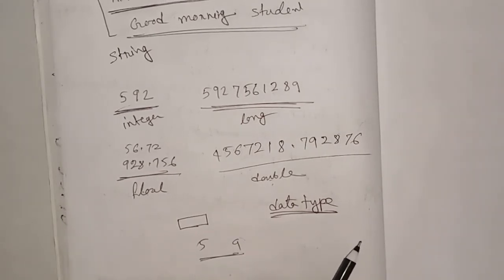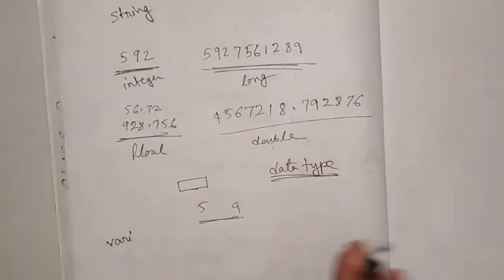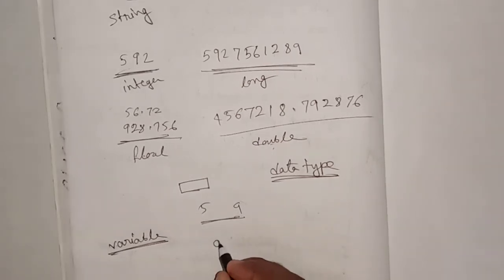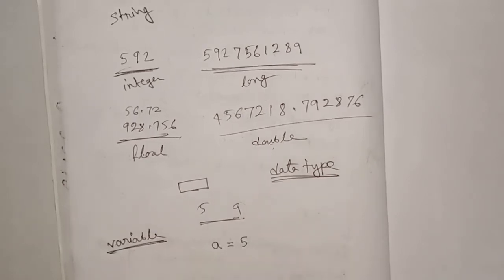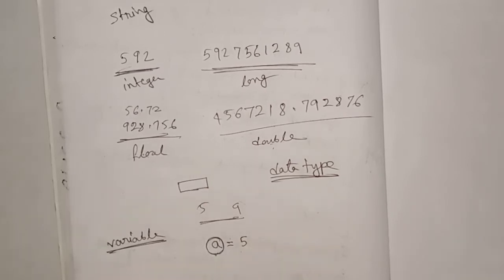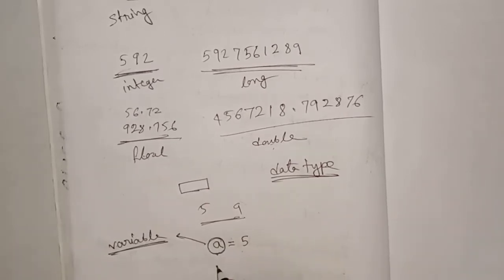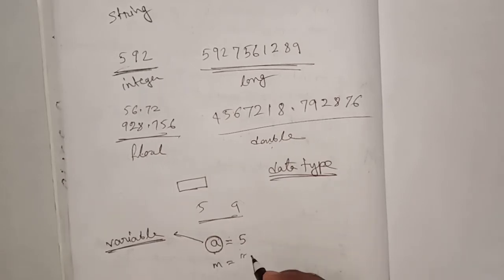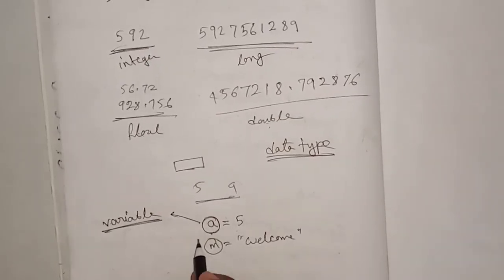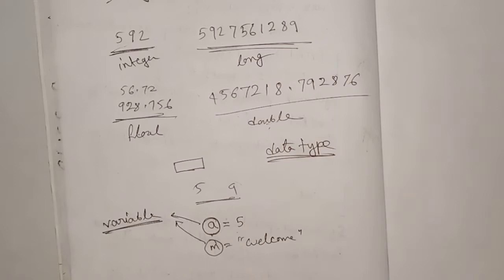Okay, now coming to the variable. Variable means the storage area. Whenever you store a value, that area is called a variable. Suppose you write a is equal to 5, meaning the value of a is 5. This a is called a variable. Suppose you write m is equal to welcome. So this m is a variable. Okay.